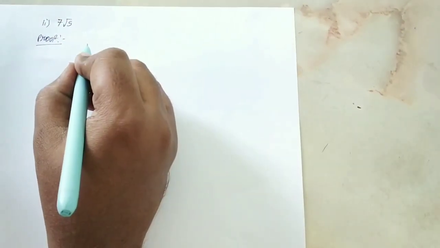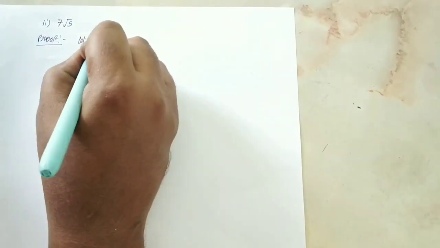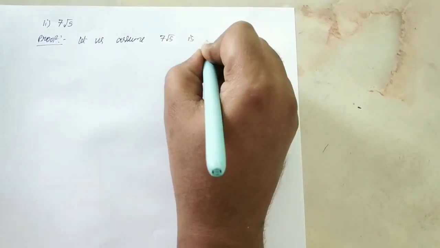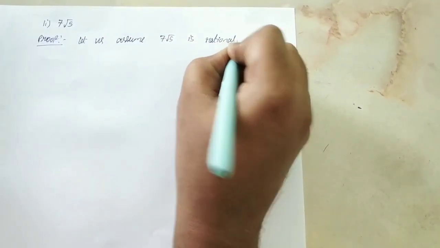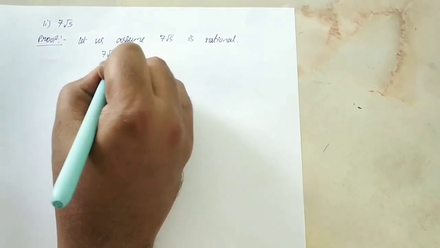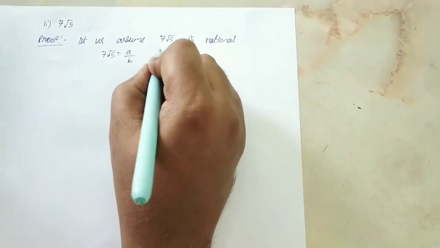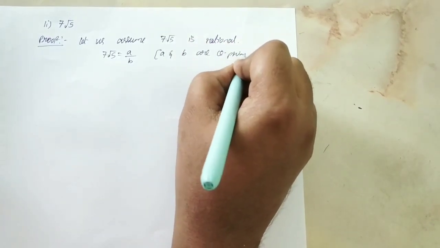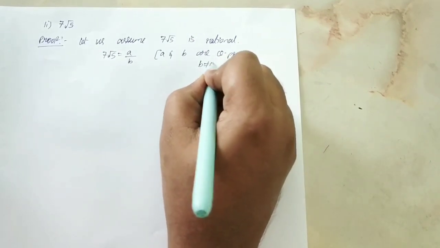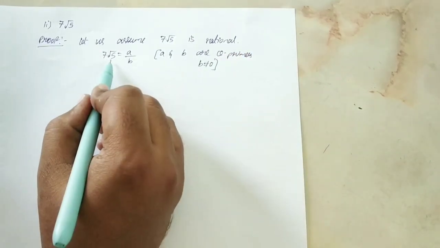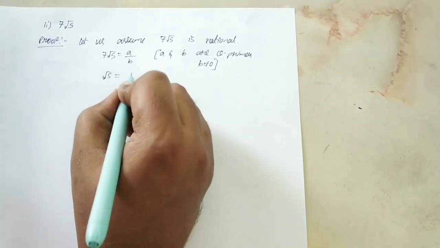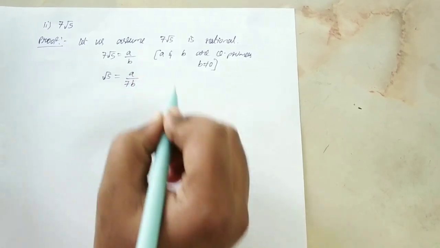So next one, we have to prove that 7 root 5 is irrational. So as usual, first we will consider 7 root 5 as rational, then we will prove 7 root 5 is irrational. Let us assume 7 root 5 is rational. So that means 7 root 5 can be written in the form of a by b. So we have one condition that a and b are co-primes, and this b must not be equal to 0, right? So keep root 5 as it is and shift 7 to the RHS. What will it become? Root 5 is equal to a divided by 7b, right?